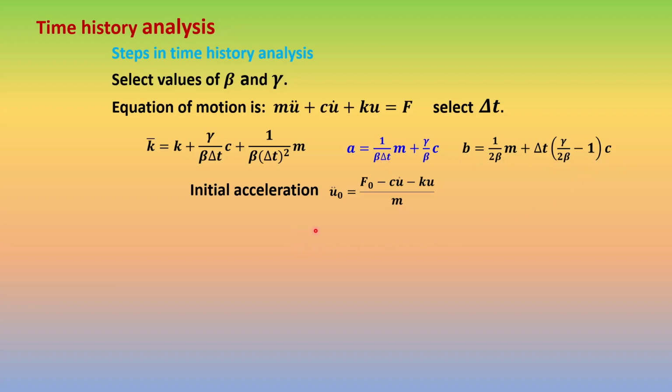Initial acceleration is given by the equilibrium equation itself. If you take this u double dot on the left hand side and the remaining things on the right hand side, you get this equation. F naught and u naught dot indicate the initial point where time is 0. So the initial amount of acceleration can be obtained from this expression, and that is derived from the equation of motion given here.